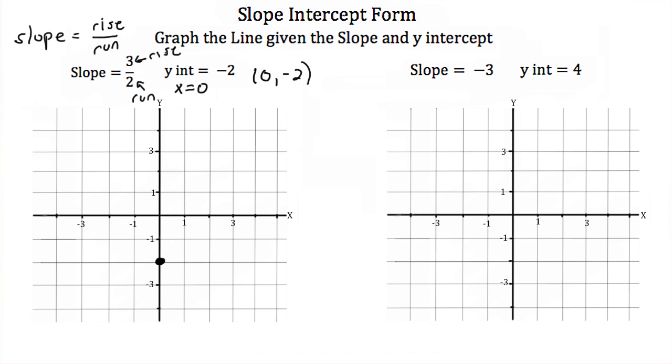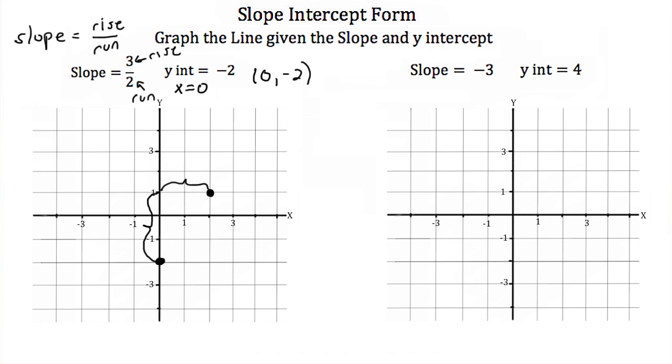And then we're going to use our slope, or our rise over run. So we have 3 and then 2. So our rise is 3. We're going to go up 3, and then we're going to go over 2, and we'll find a point right there.